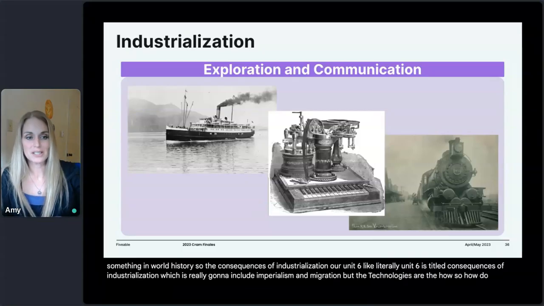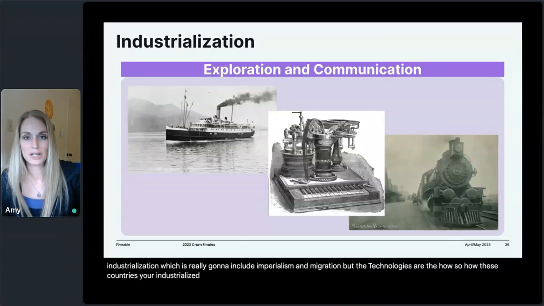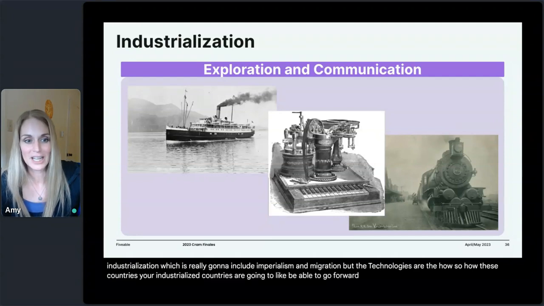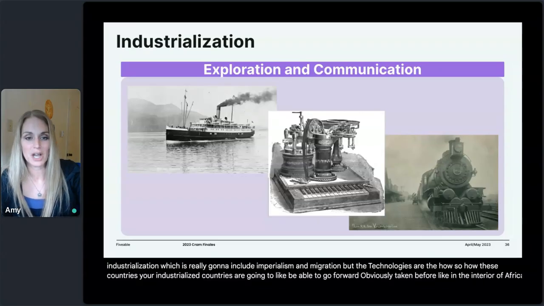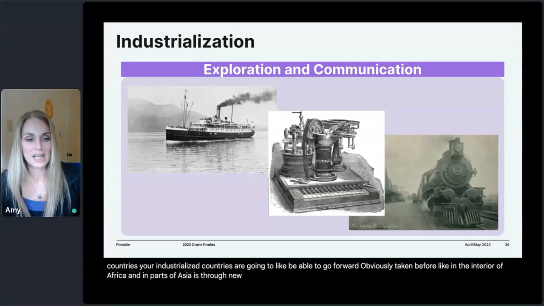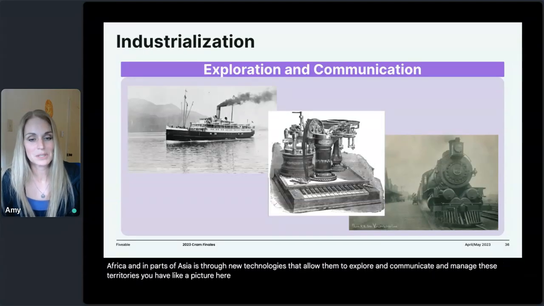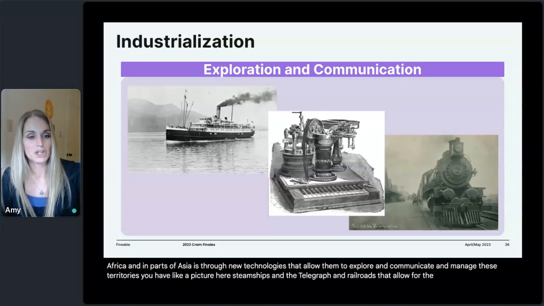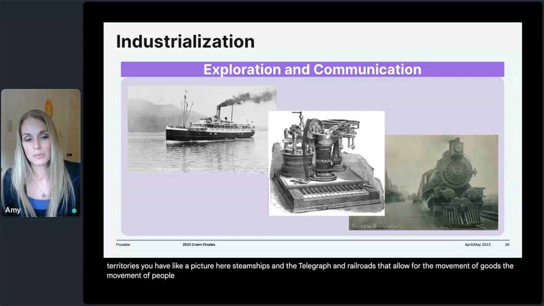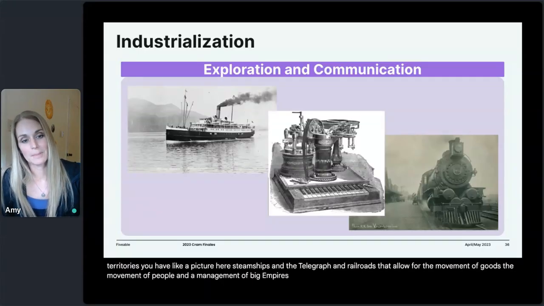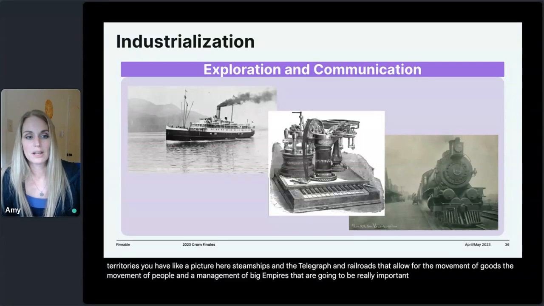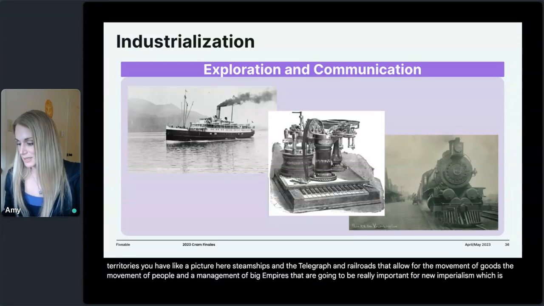So how these industrialized countries are going to be able to go forth and take new territory that they hadn't previously taken before, like in the interior of Africa and in parts of Asia, is through new technologies that allow them to explore and communicate and manage these territories. You have, like pictured here, steamships and the telegraph and railroads that allow for the movement of goods, the movement of people, and the management of big empires that are going to be really important for new imperialism, which is in Unit 6.